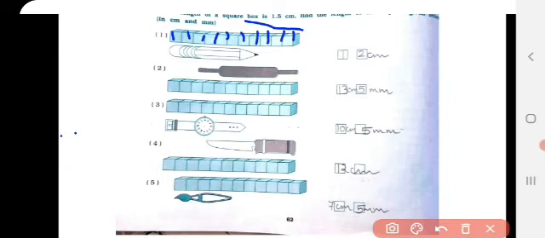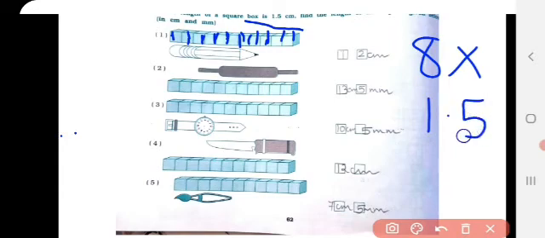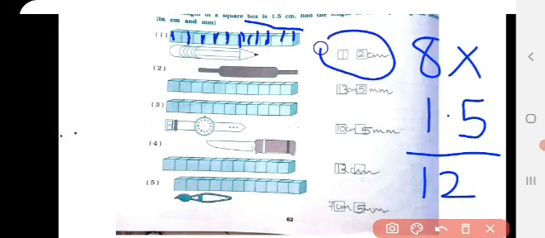You can see first a pencil is given. Count from where the pencil starts and where it ends. So it starts with 1, 2, 3, 4, 5, 6, 7 and 8. But here the length of a box is 1.5 centimeter. So what you have to do, you have to multiply 8 into 1.5 centimeter. So your answer will be 12 centimeter. Hopefully this is clear to you.